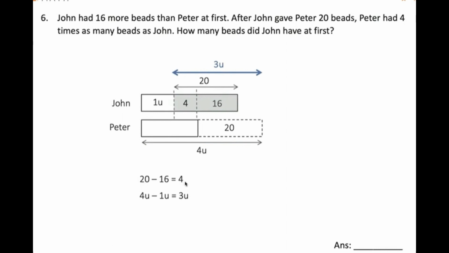Okay. So 3 units will be equal to 20 plus 4. Okay, look at the model. It's 20 plus 4. It's from here to here. So it's 20 plus 4. So 1 unit is equal to 8. Question is, how many bits did John have at first? We are talking about this whole bar at first. So it is 16 plus 4 plus 1 unit or 20 plus 1 unit. 20 plus 8, 28.